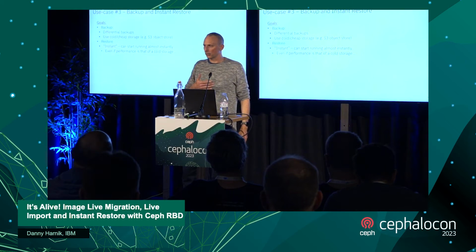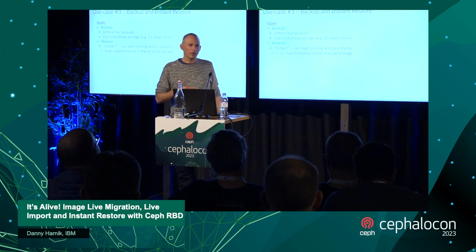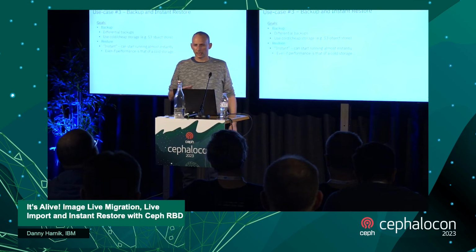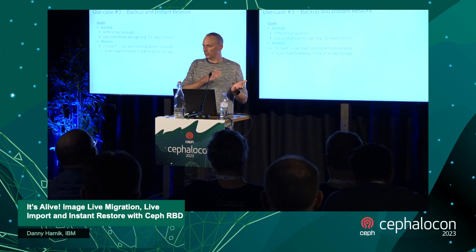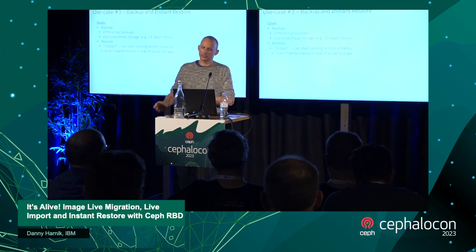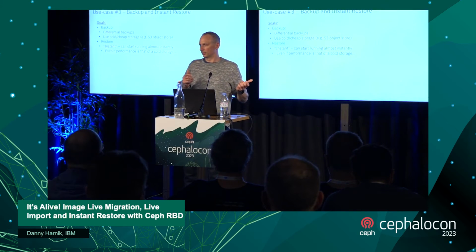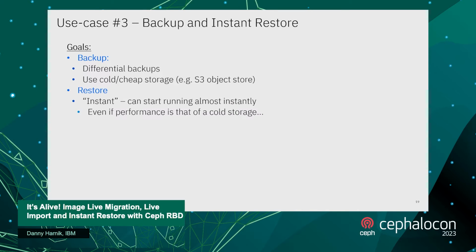And this is kind of a feature that is given by many cloud vendors. With Amazon, you can back up EBS to S3 and immediately start running off your S3, and initially the performance is bad. We're trying to emulate the same thing here with Ceph and RBD.